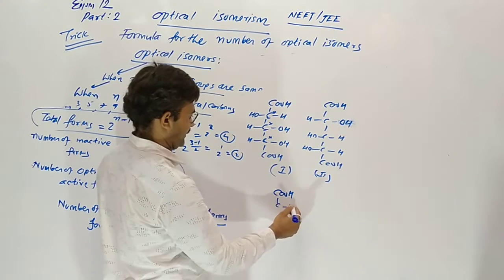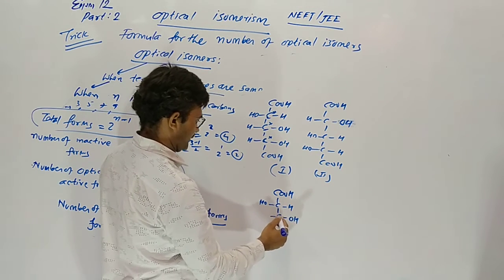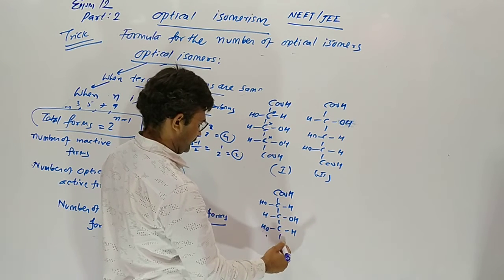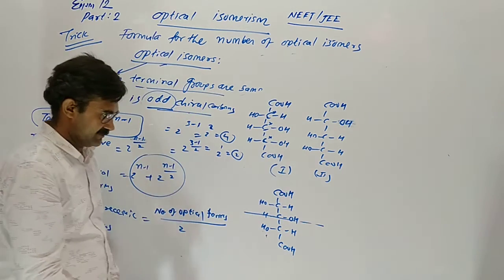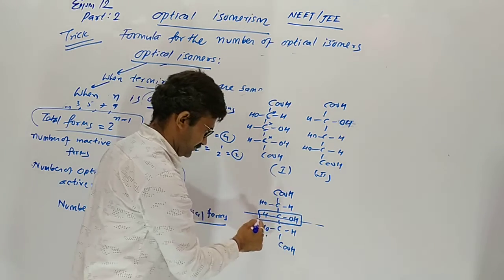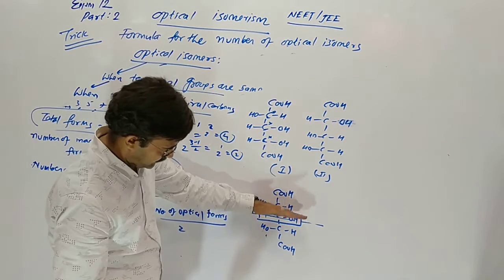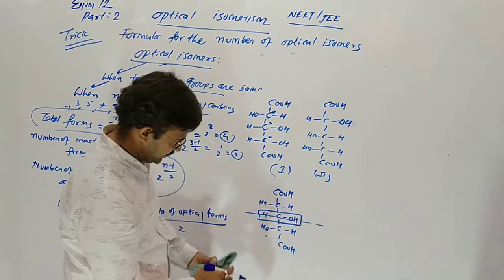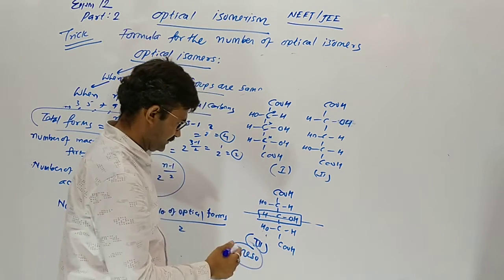COOH, CHOH, COH, CHOH and COOH. This is our symmetrical plane. Yes, this comes on the plane. This part is same for both. Now from here, the upper part and from here the lower part are mirror images of each other. So this one is a meso.